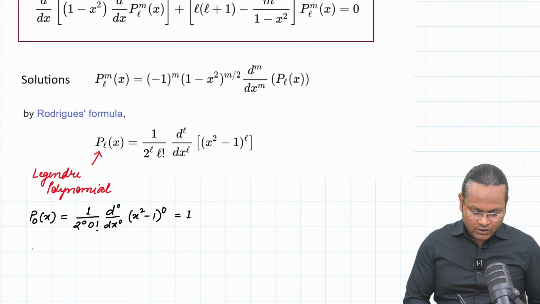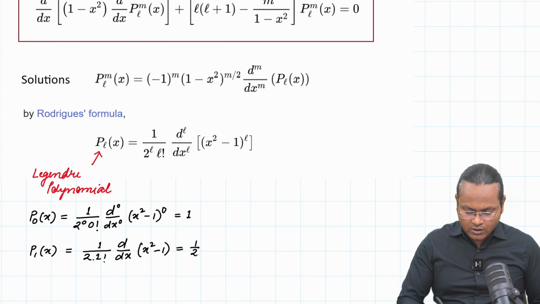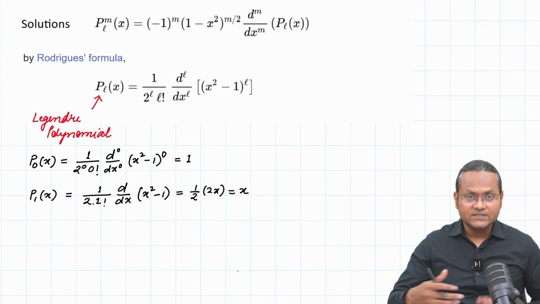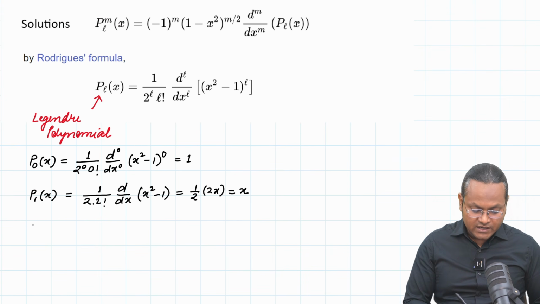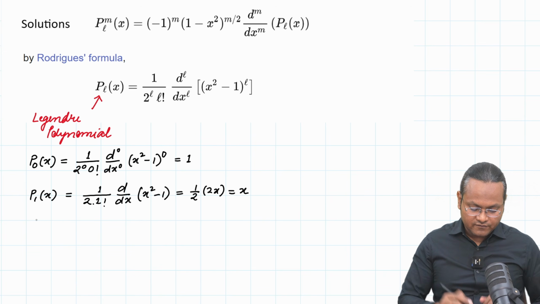All right, fine. What if I take the first order, L is equal to 1? Then of course you end up getting 1 upon 2, 1 factorial, and d upon dx of x square minus 1. If I solve this, I will end up getting half, and this is nothing but 2x. So essentially I end up getting x. Yes, so this is how we can generate the Legendre polynomials and then the Legendre functions, and then we can get a picture of the solution of the angular part, right?